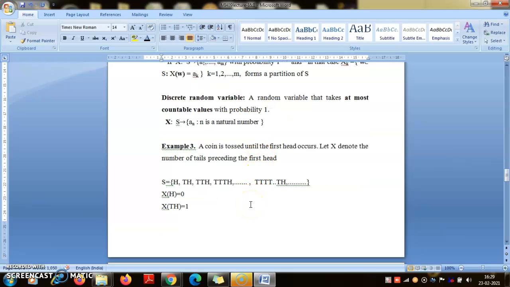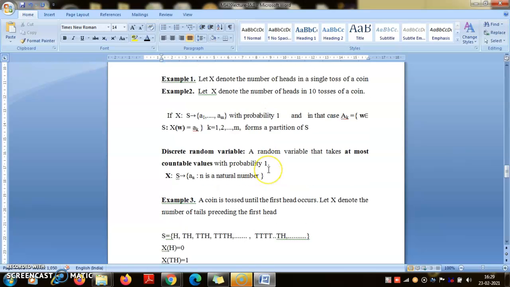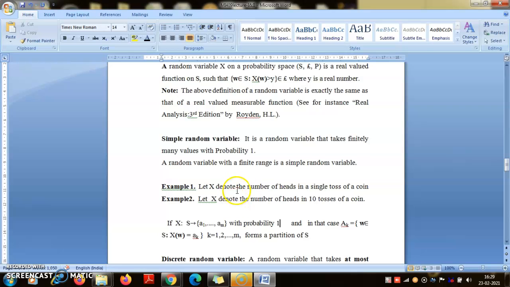So that's it. Now there are some examples of discrete random variables. For simple random variables, we have two examples, 1 and 2.